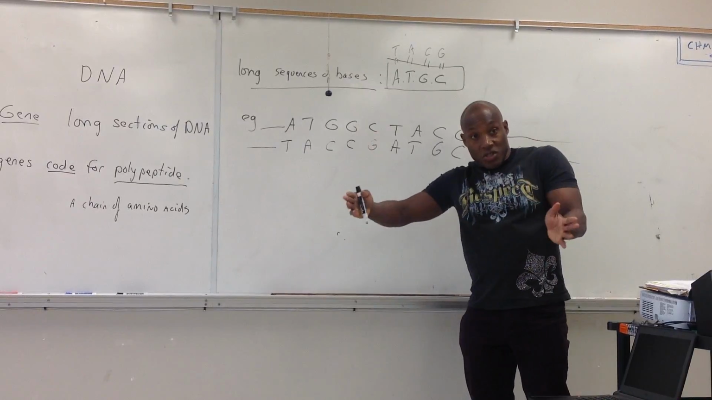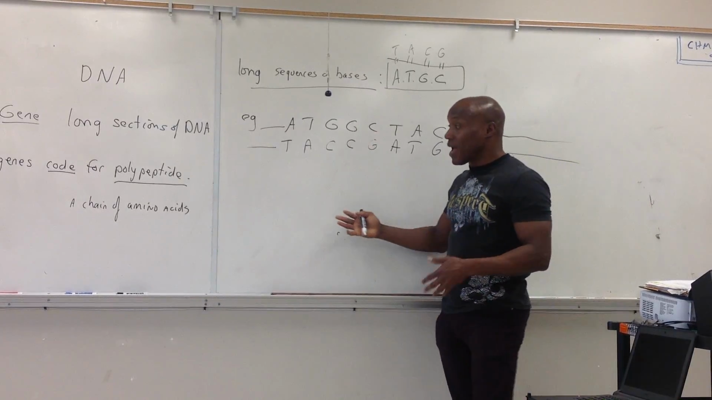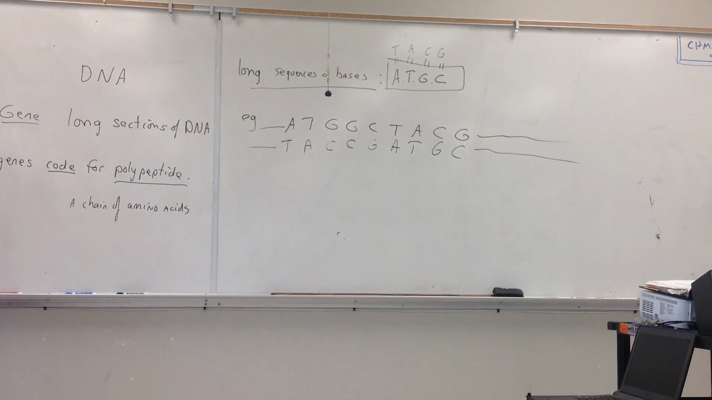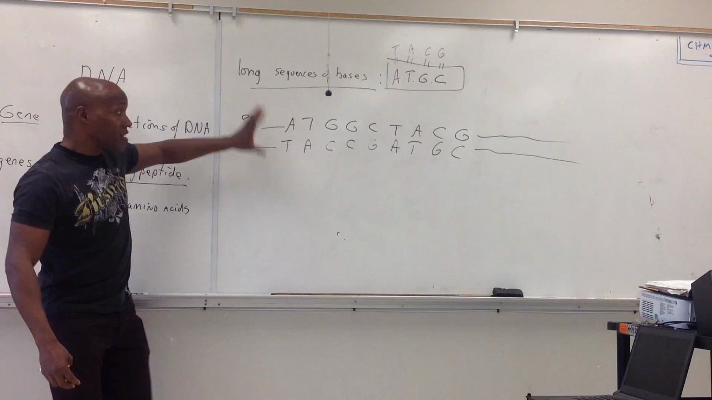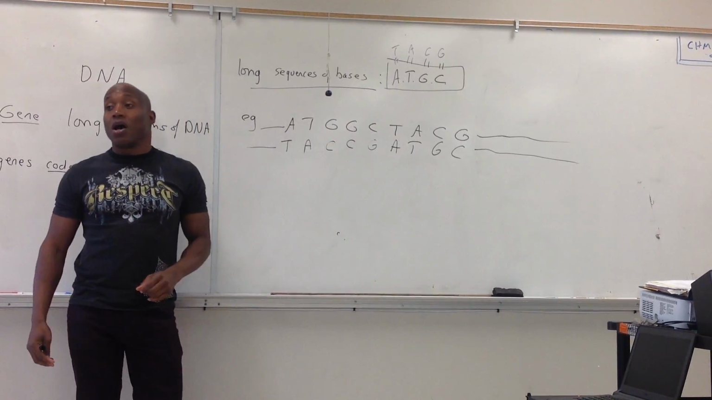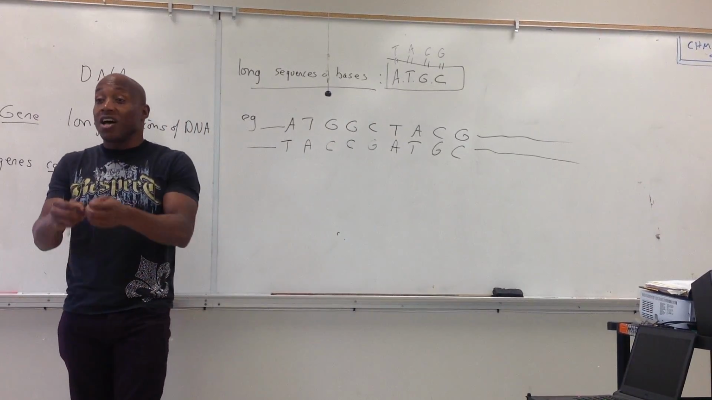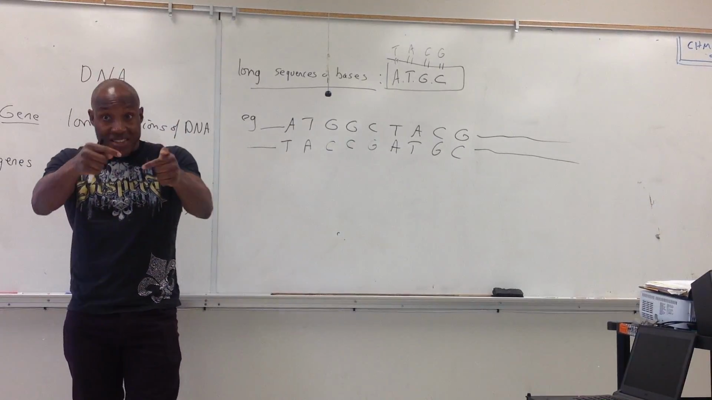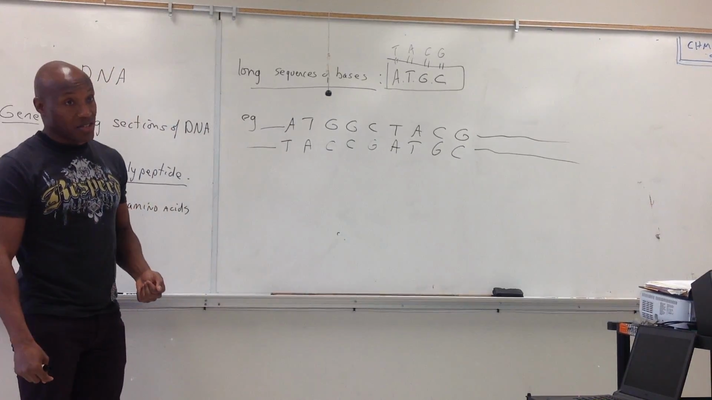Okay? Sections of those base pairs are called genes, and within that is a section that codes for a polypeptide. So we're pretending that we're in the middle of the gene now, and we have this section, and this section is going to tell us something about a polypeptide. It's a code. It's not the polypeptide itself. It's not the chain of amino acids, but it's going to tell the cell how to get to the amino acids.